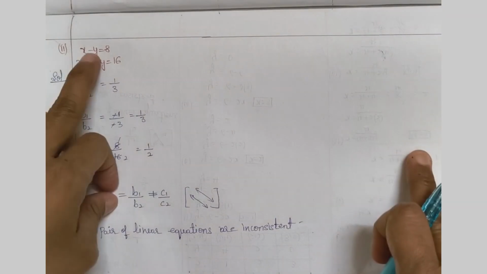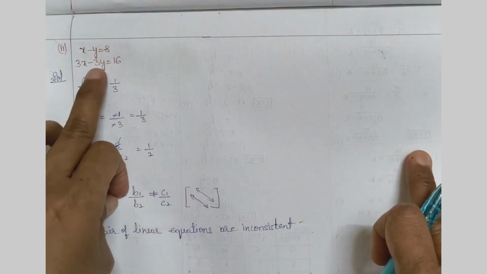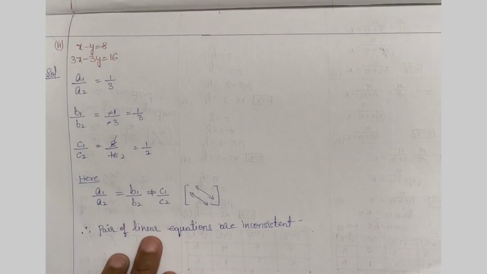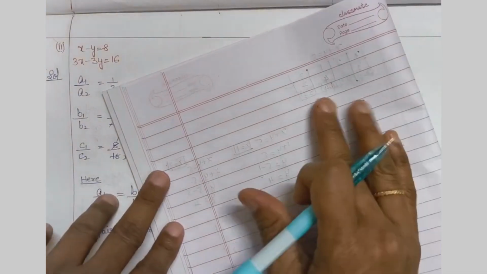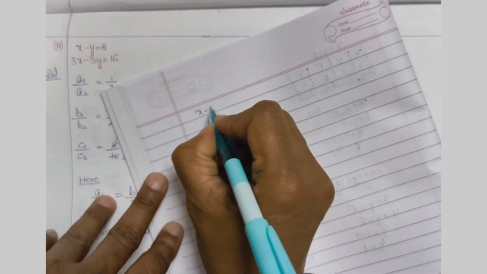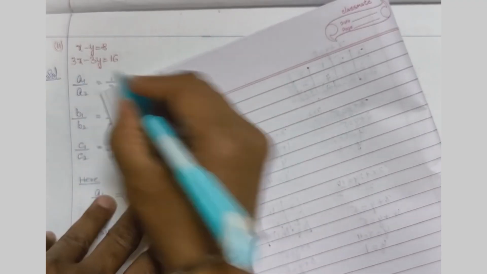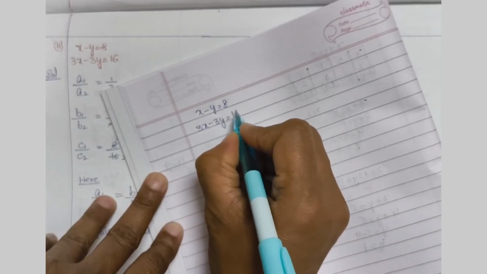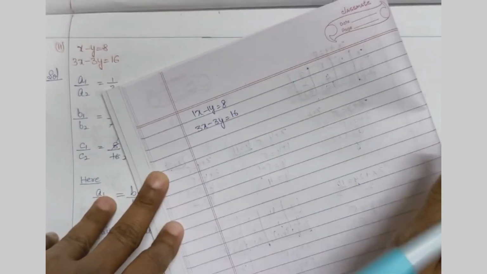Now second question. x minus y is equal to 8, 3x minus 3y is equal to 16. Now we will find whether it is consistent or inconsistent. We have to find. See here, I am writing the question. x minus y is equal to 8. Next, 3x minus 3y is equal to 16. Here nothing means what? 1.